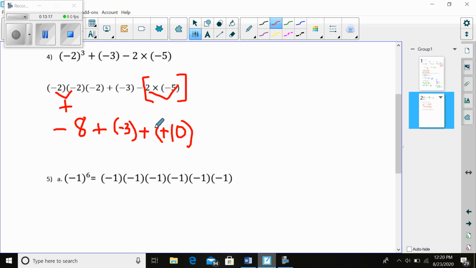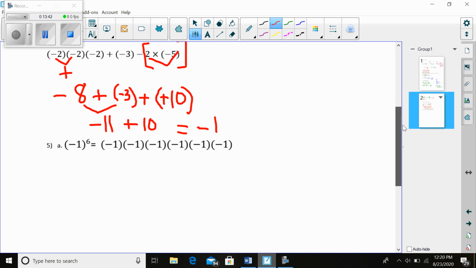Now I have an addition sentence. I can do it in whatever order I choose. Because of the commutative and associative properties, it tells me I can add in any order with any grouping I want. So I'll just go left to right. Signs are different, take the difference. And the result is negative 1.